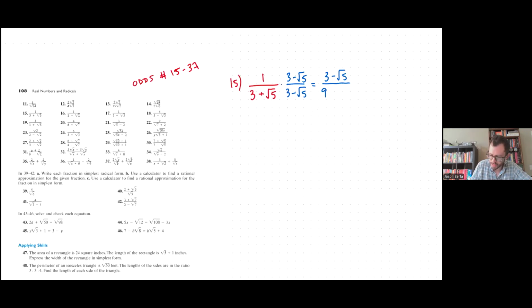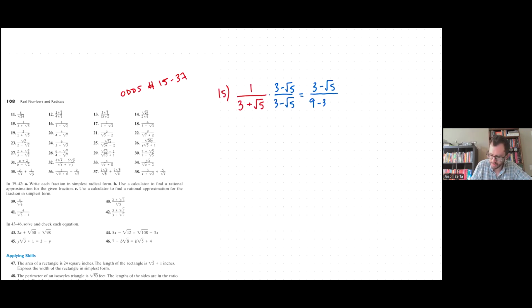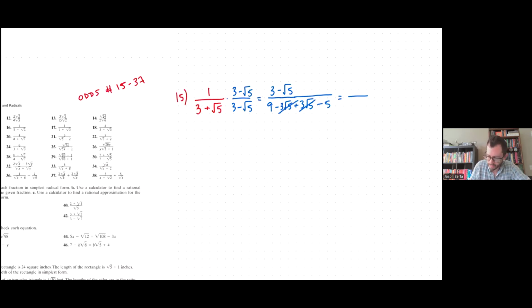Of course, you don't have to write this out every time. Once you kind of get the gist of it, that the two middle terms will cancel, you don't have to write them. Square root of 5 times negative square root of 5 is minus 5, negative 5, okay? So we're going to write that like this. Of course, these two middle terms cancel, leaving me on the bottom with 9 minus 5. That's just 4. And up top, we had this. All right, there's your answer for number 15.